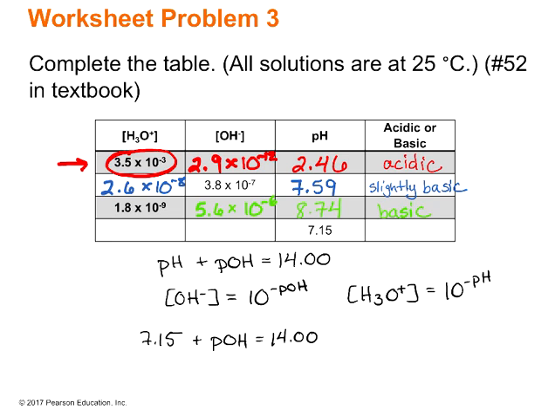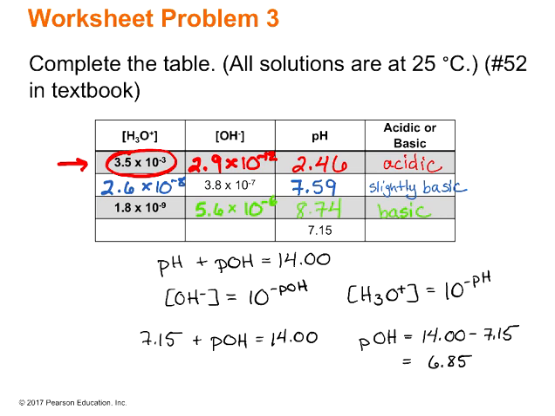Okay, so we're just going to subtract 7.15 from 14. So we should get 6.85 for the pOH.